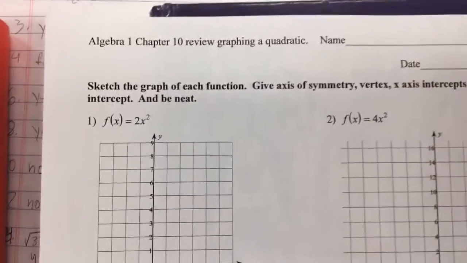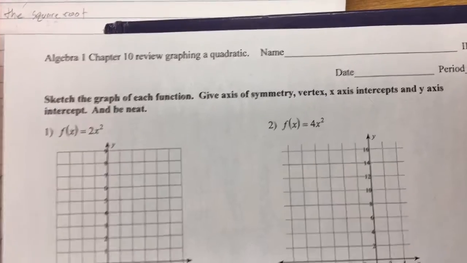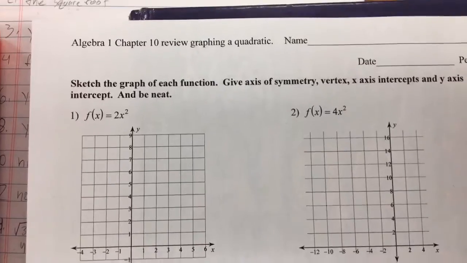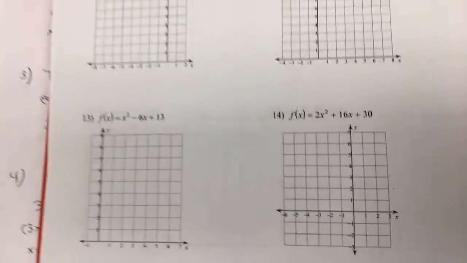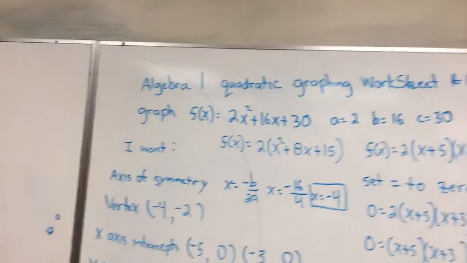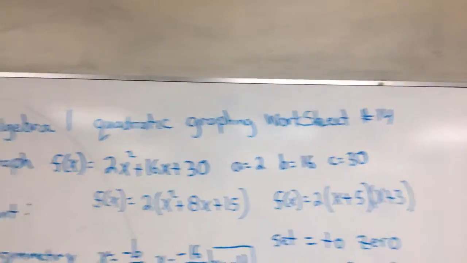Yesterday, I posted up some worksheets for you, and one of them looks something like this. It starts off: sketch the graph of each function, give axis of symmetry, vertex, x-axis intercepts, and a y-axis intercept, and be neat when you graph this, all right? The problem I want to show you guys is number 14 on the Algebra 1 graphing quadratic function worksheet.